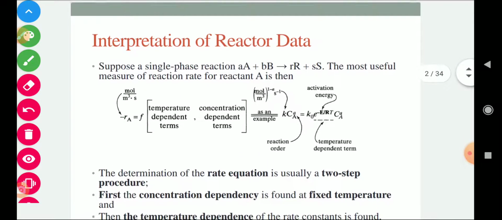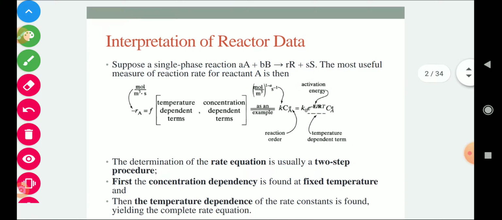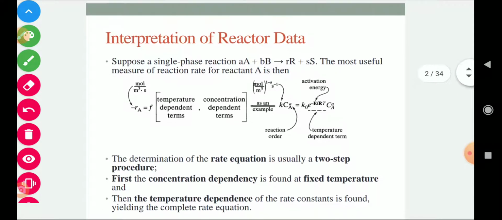So, for example, if you have a chemical reaction in which A plus B react to form R plus S, and the rate equation is Ra equal to K times Ca. Here K is the rate constant and Ca is the concentration of reactant A. So this is the rate expression with respect to component A.